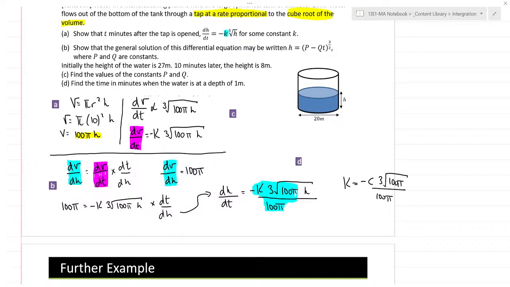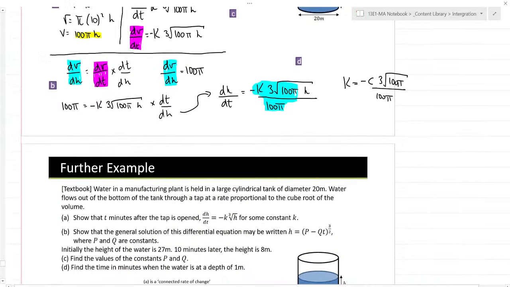So part B says, show that the general solution of this differential equation may be written h is equal to (p minus qt) all over, to the power of 3 over 2, where p and q are constants. Okay, let's have a look at that then. So the next part.